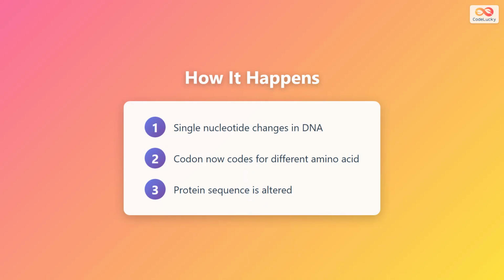The process follows 3 simple steps. First, a single nucleotide in the DNA sequence undergoes a change. This could happen due to errors during DNA replication, exposure to radiation, or chemical mutagens. Second, because one nucleotide changed, the codon now specifies a different amino acid according to the genetic code. Third, when this DNA is transcribed and translated, the protein that gets made will have the wrong amino acid at that specific position. The protein sequence has been altered, and this alteration may or may not affect how the protein functions.